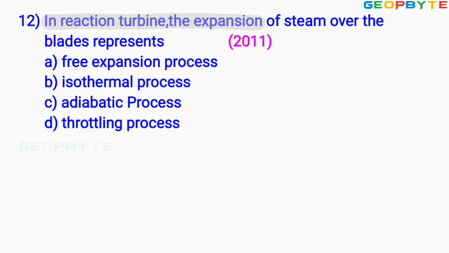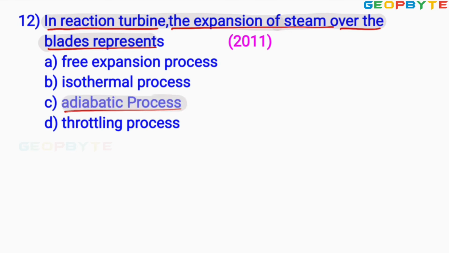In a reaction turbine, the expansion of steam over the blades generally takes place adiabatically. That is the reason the expansion of the steam in the nozzle can be treated as an isentropic process. Isentropic process is the reversible adiabatic process. Once again, let me read the problem. In a reaction turbine, the expansion of steam over the blades represents an adiabatic process. Therefore, option C is absolutely correct. Let us go for the next problem.